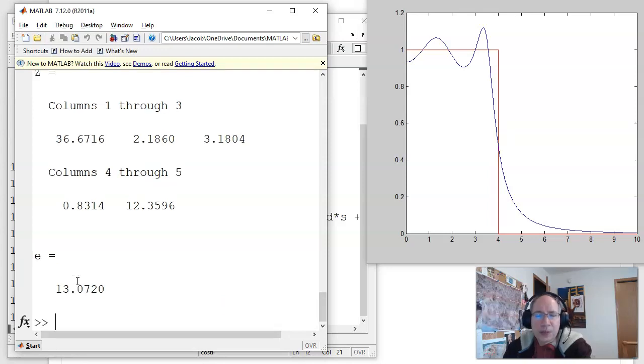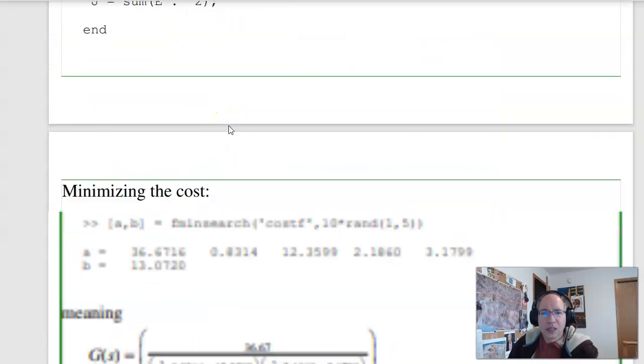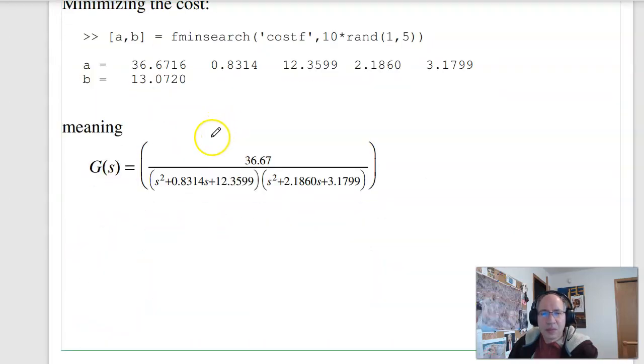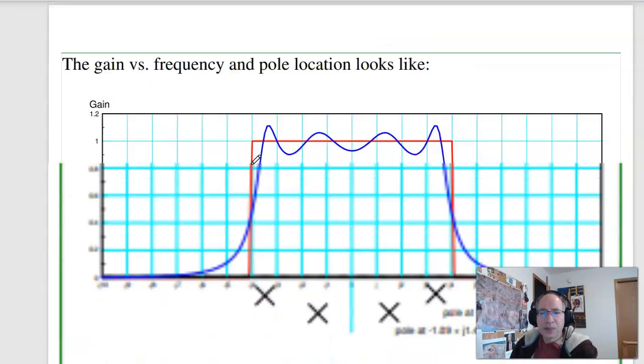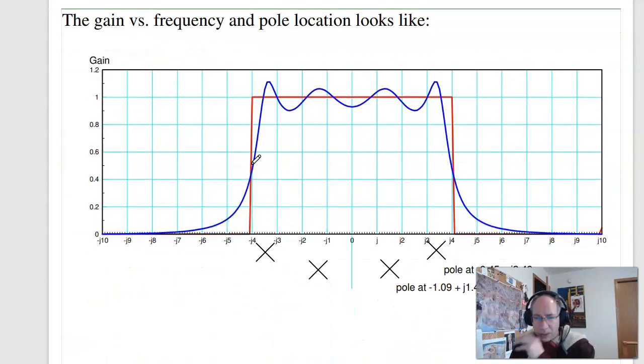Nope, that's about the best you could do. So this is the filter it came up with. That's your A, B, C, D, E. Meaning it's 36, here's your A, B, C, D, E, over S squared plus BS plus C, S squared plus DS plus E. That's the best I could do. And that's what the filter looks like.